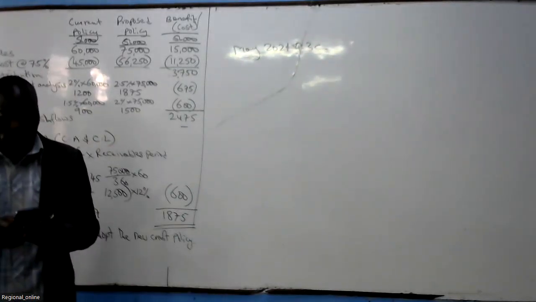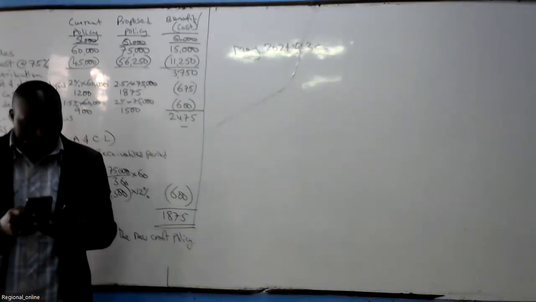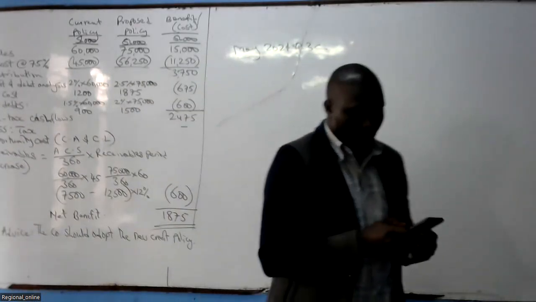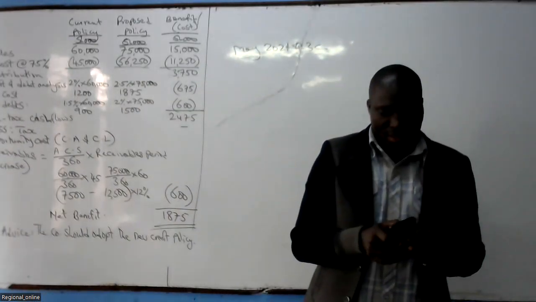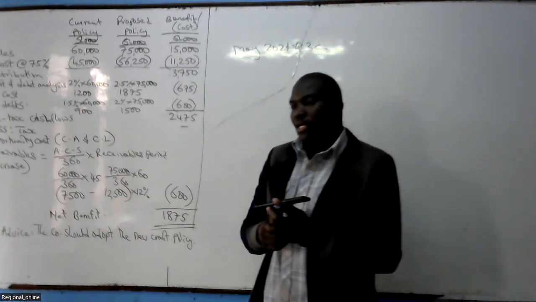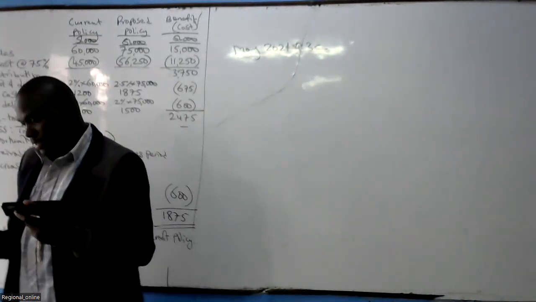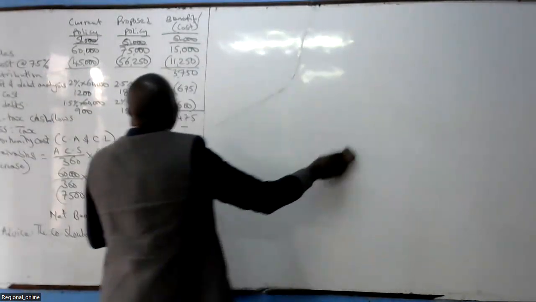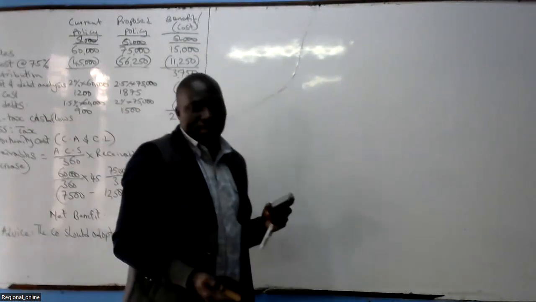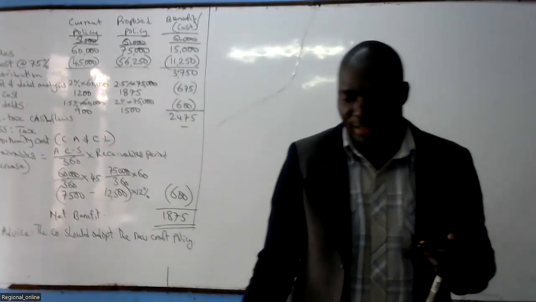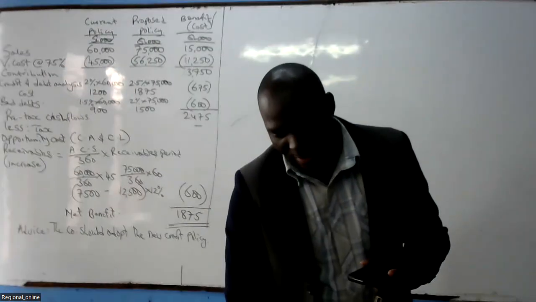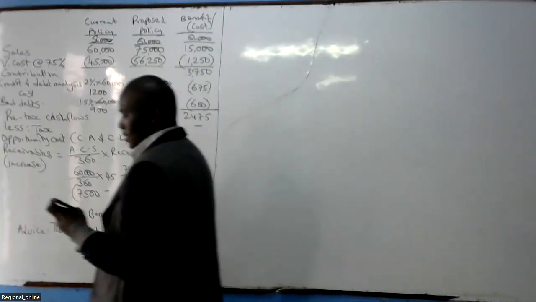The May 2021 question 3C. What is the thing? May 2021 3C. Let's analyze it slowly. So again, it's all about preparing the statement. It's all about preparing the statement. The cost benefit analysis.